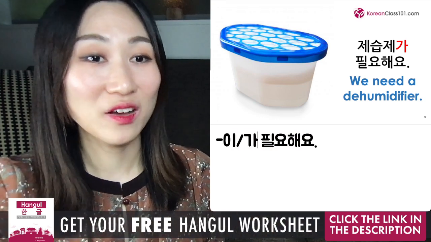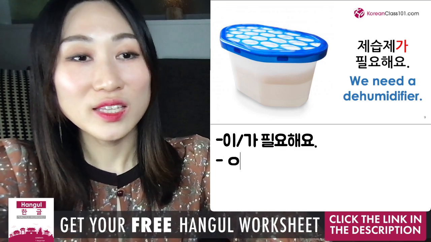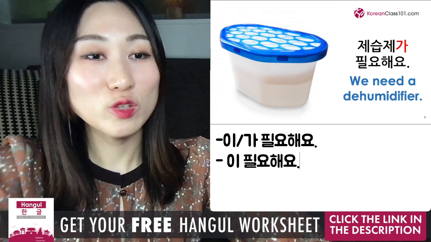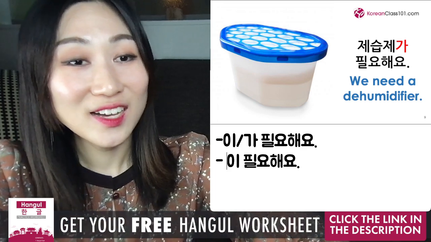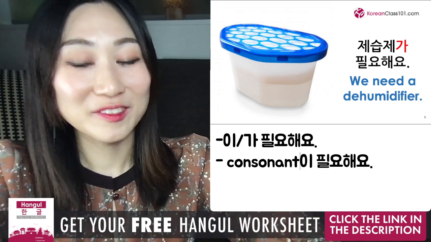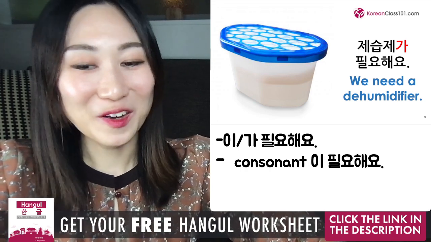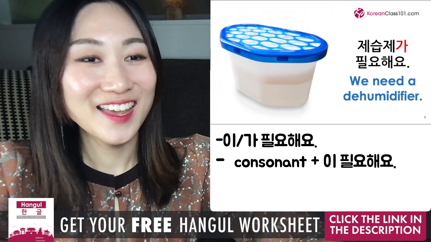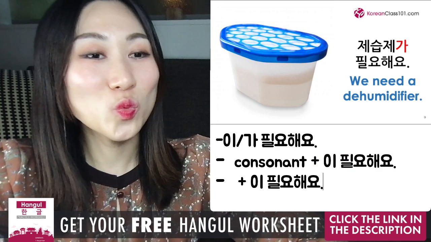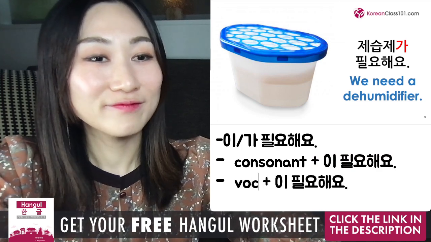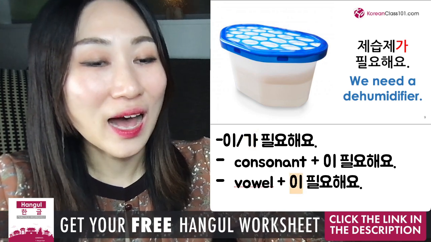As a lot of you already know, we use 이 when a noun ends with a consonant. And when the noun ends with a vowel, you use 가. 가 필요해요.